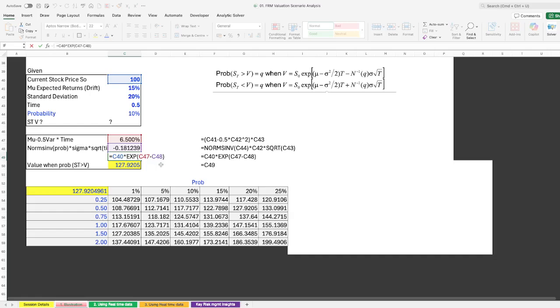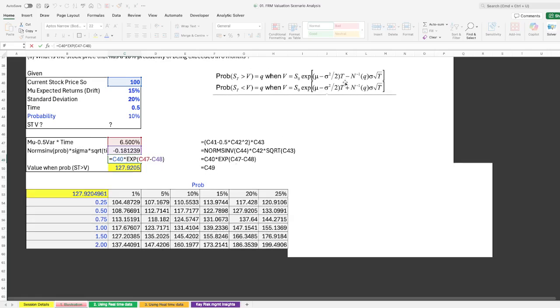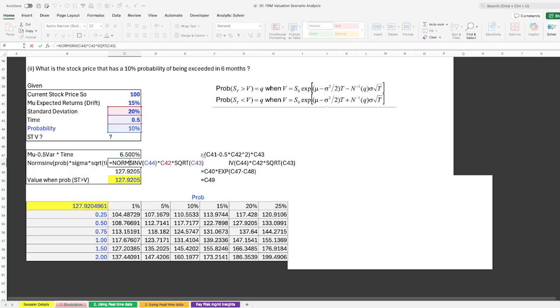This is correct. So exponential and the formula is minus this one. Both the calculations are correct. Fine. Exponential minus this one, norms inverse times standard deviation times square root of time. That's fine. So this one is mu, the return, minus half the variance, into time. That's the formula. That's correct. So all the check calculations are correct.